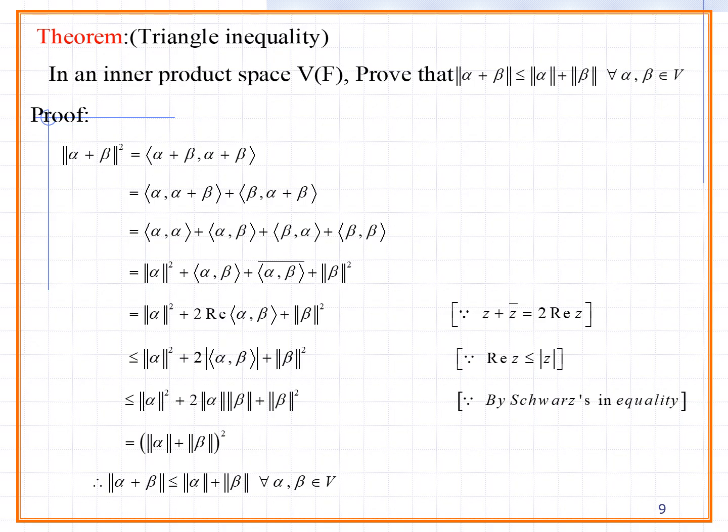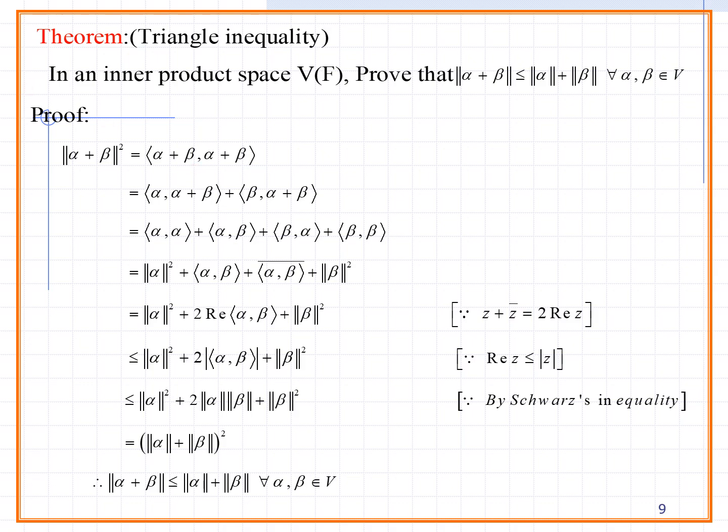Let us see the triangular inequality. In an inner product space V of F, prove that norm of alpha plus beta is less than or equal to norm alpha plus norm beta. It is simple; it looks like an additive property. Now consider norm of alpha plus beta, whole squared, equal to the inner product of alpha plus beta comma alpha plus beta. Why? Because of the property that the inner product of alpha comma alpha equals norm alpha squared.